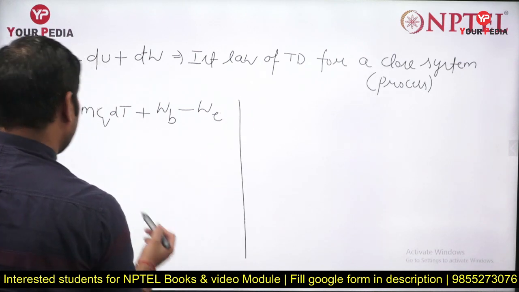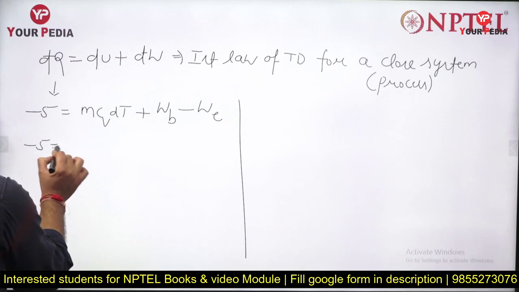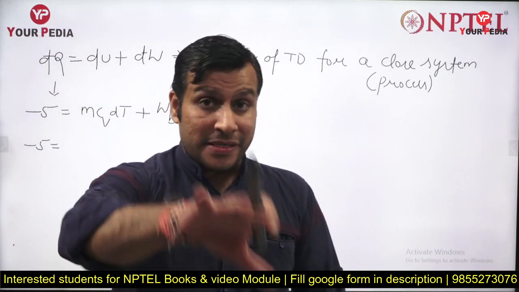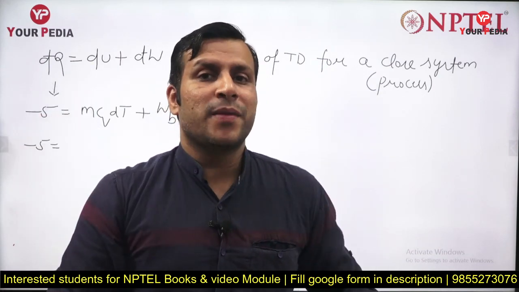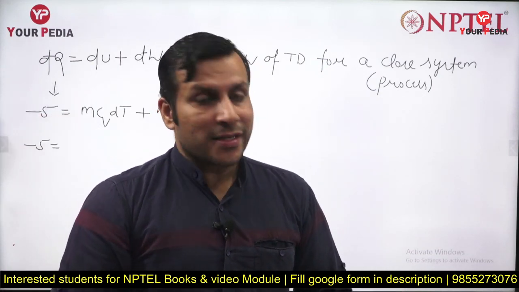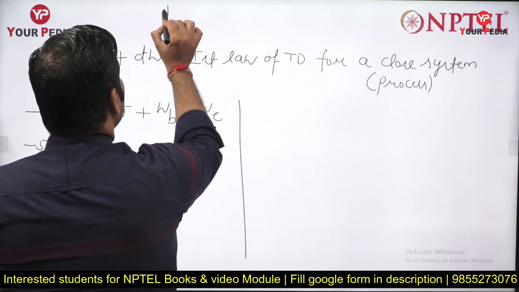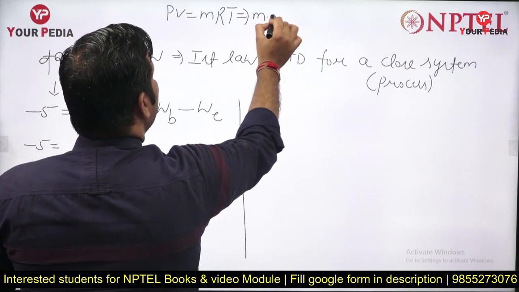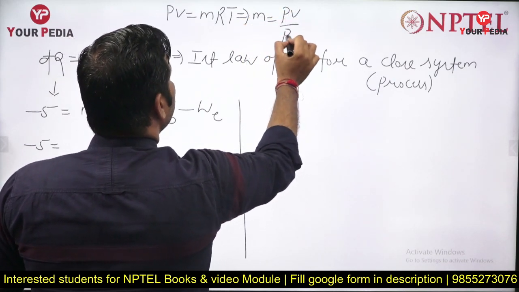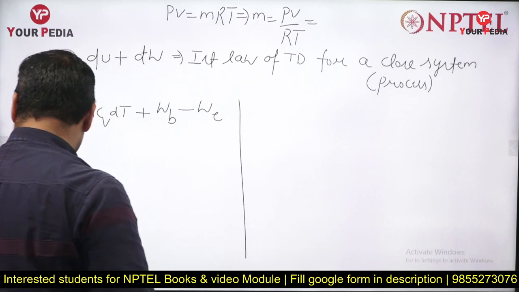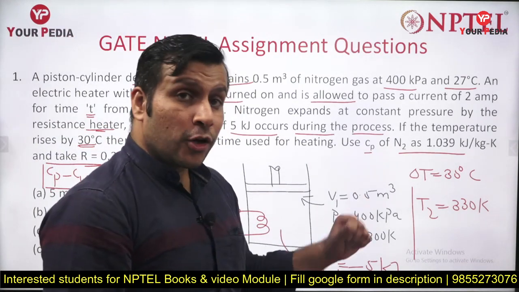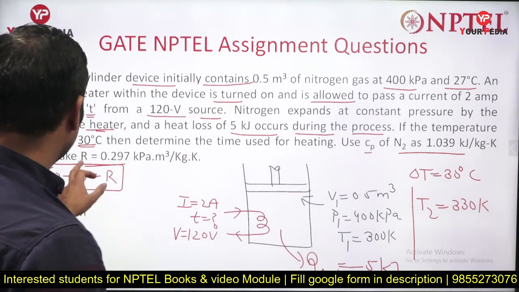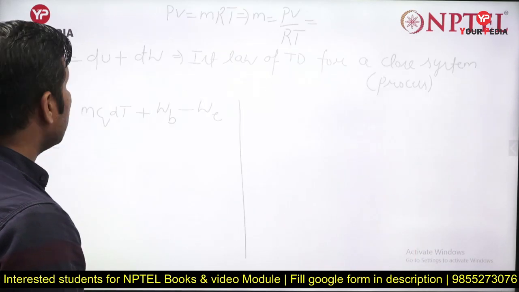Now let me further write these terms. Minus 5 equal to, how much is mass, guys? How much is the mass present in the piston cylinder arrangement initially, because mass is the same. So how will you find the mass? You know the ideal gas equation, PV equal to mRT. So mass is nothing but PV by RT. How much is the initial pressure? 400 kilopascal. How much is volume? 0.5 meter cube. How much is temperature? 300 Kelvin. R also you know, 0.297. Putting all these things you will get the mass.